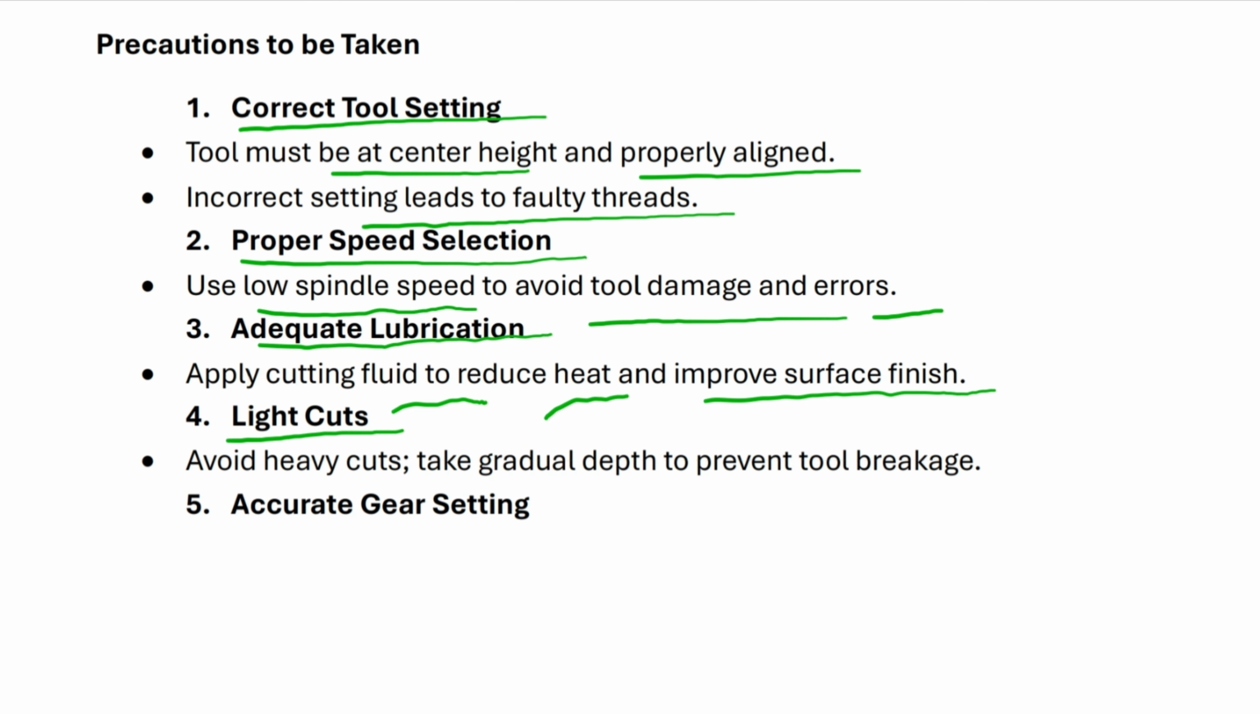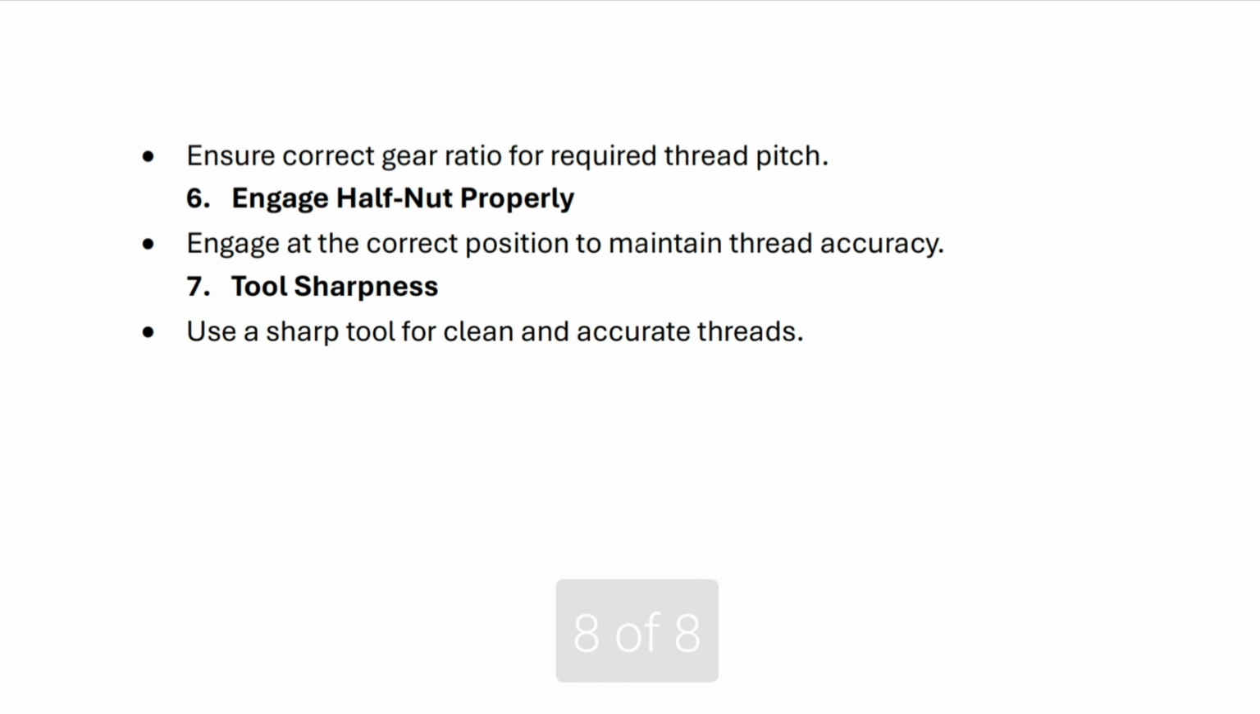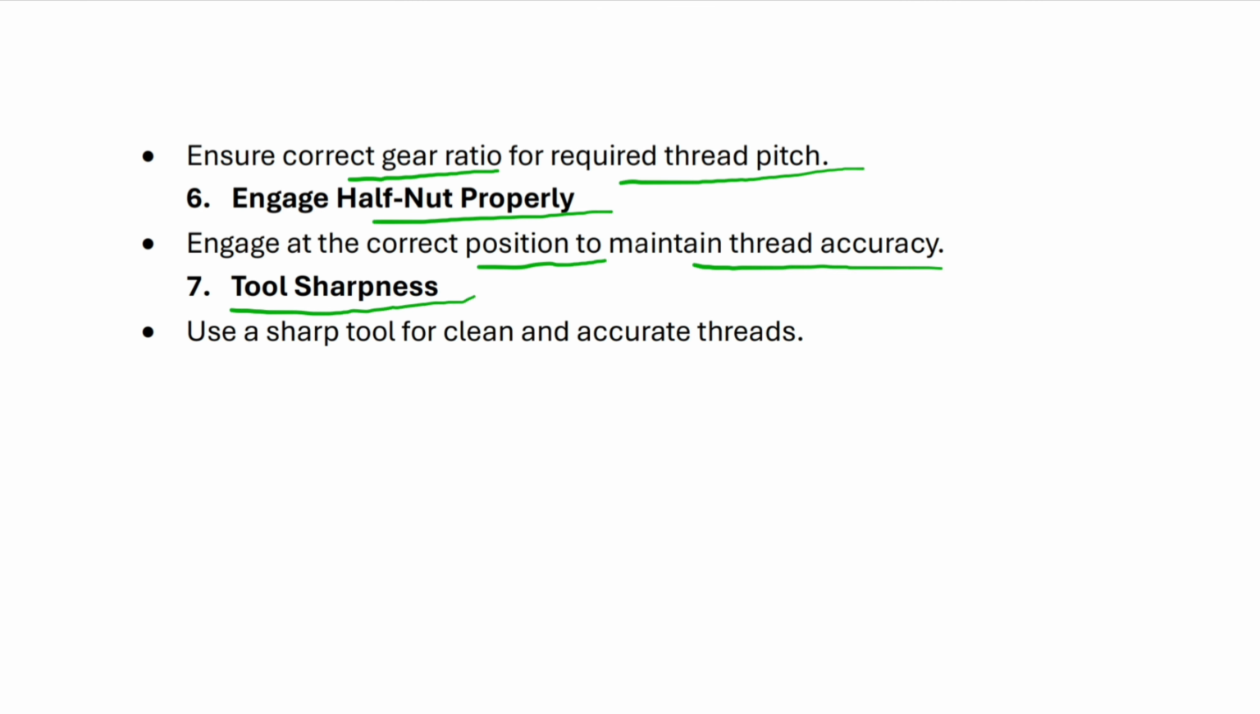Next is light cuts. We have to avoid heavy cuts and take gradual depth to prevent breakage. Next is accurate gear setting. Check that the correct gear ratio is set, as required for the particular thread pitch. Next is engaging the half nut properly. Engage it in the correct position to maintain thread accuracy, according to the diameter of thread required. Next is tool sharpness. Use a sharp tool for clean and accurate threading.